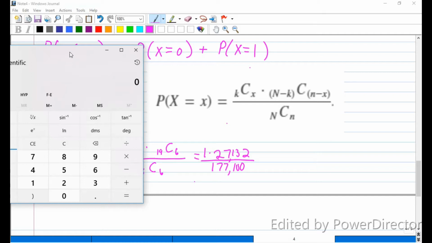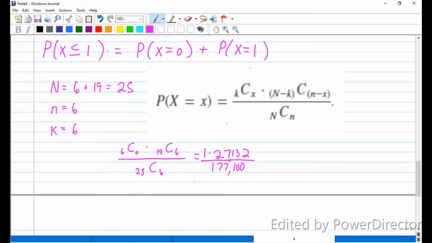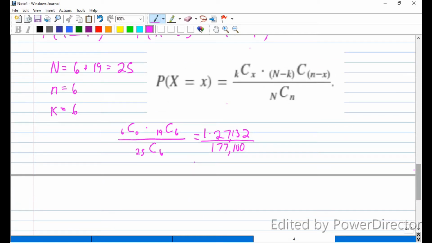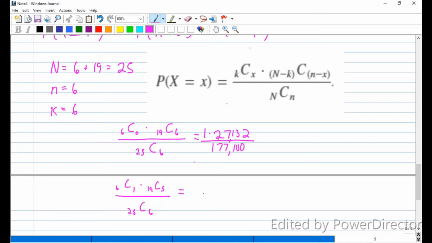Just to speed things up a little bit, write this down. This is 6C1. Remember, x is now equal to 1, times 19C5, and it's divided by the same thing, 25C6. So I know my denominator is going to be the same. This first thing right here, that's 6 factorial divided by 5 factorial times 1 factorial. That's just going to be 6.